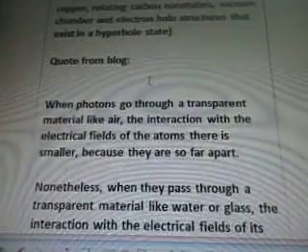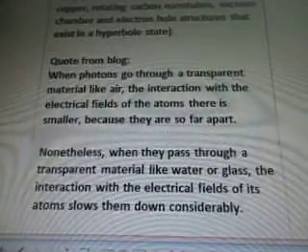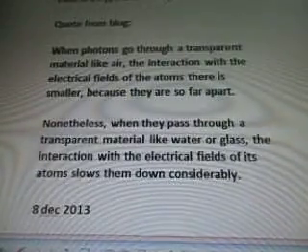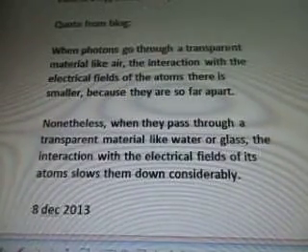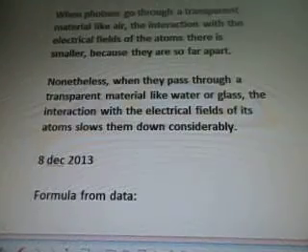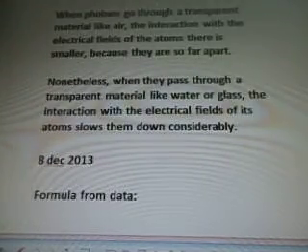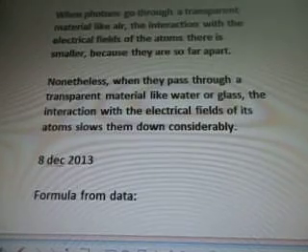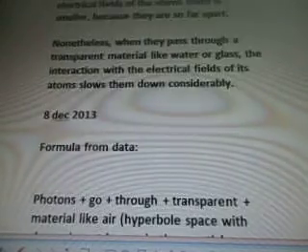Quote from the blog: when photons go through a transparent material like air, the interaction with the electrical fields of the atoms there is smaller because they are so far apart. Nonetheless, when they pass through a transparent material like water or glass, the interaction with the electrical fields of its atoms slows them down considerably.